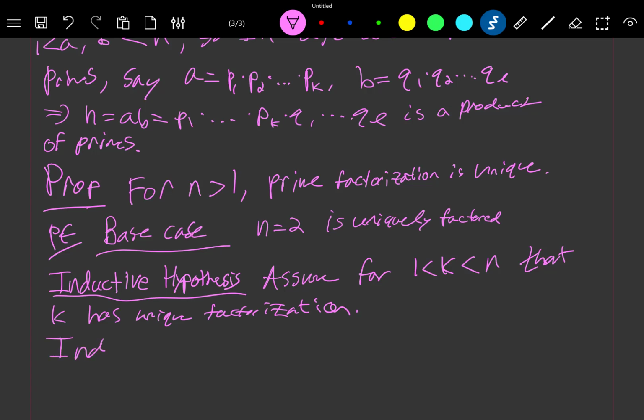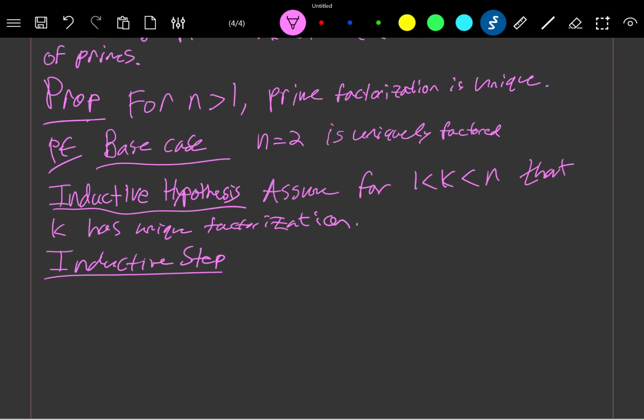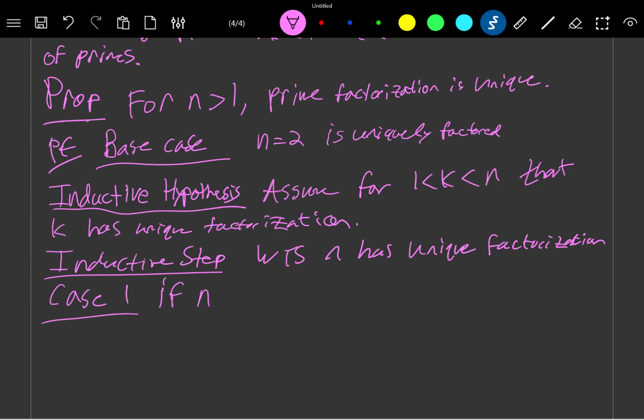And then we have the inductive step. This is going to be the exact same thing. So we want to show n has unique factorization. So we again have two cases. If n is prime, it is uniquely factored.